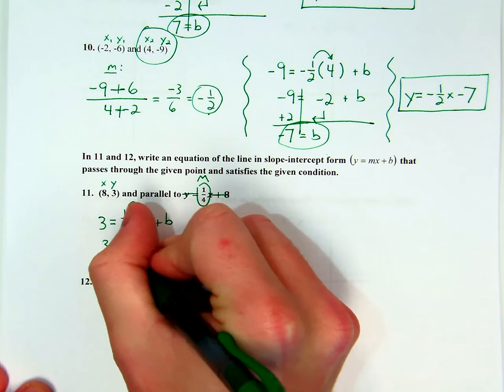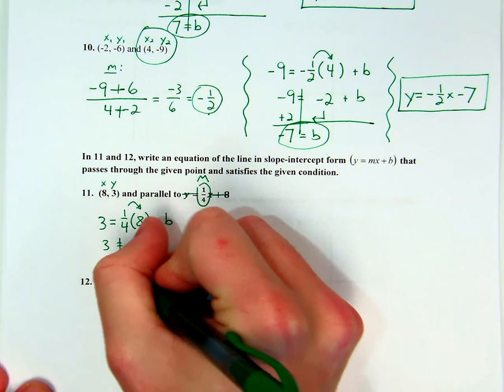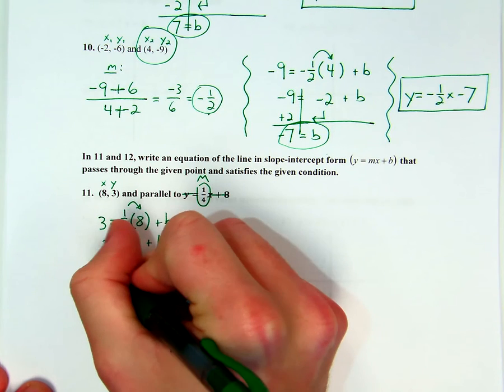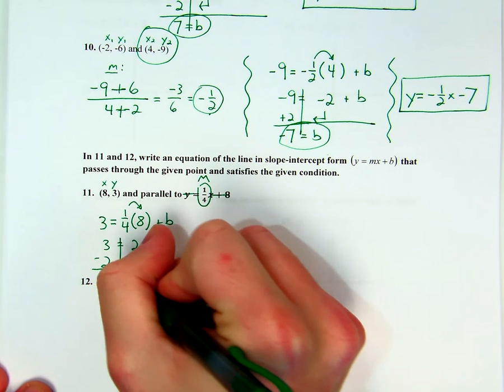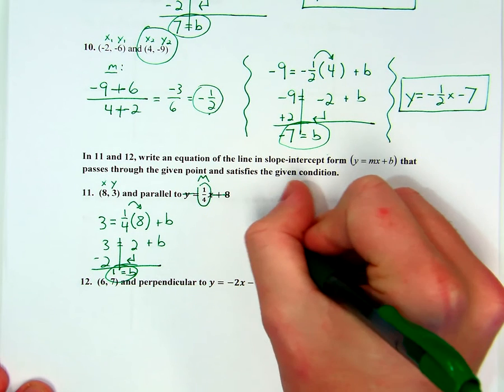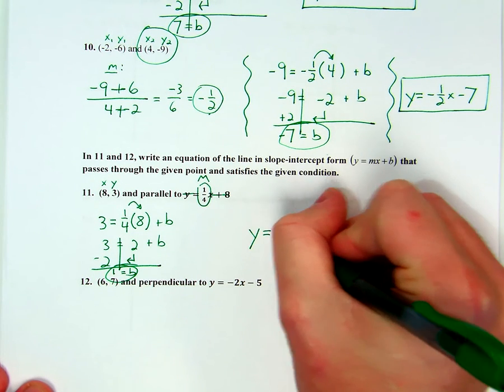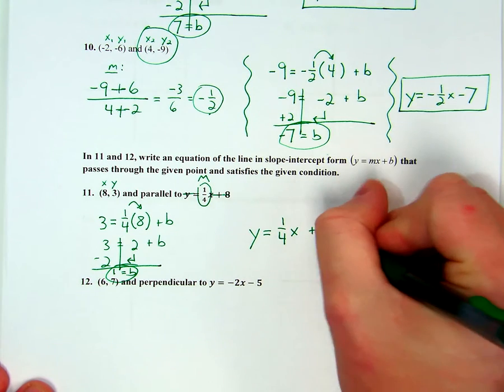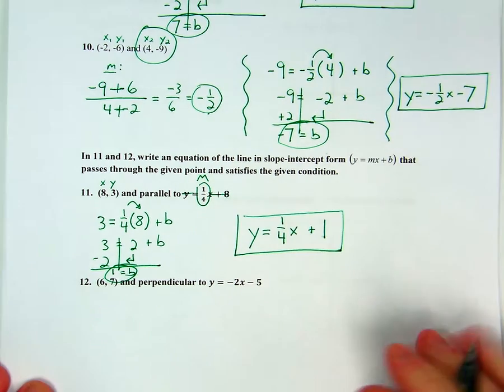1/4 times 8 is 2. 3 equals 2 plus b. Move the 2 to the other side, and we find that 1 equals b. The equation is y equals our slope of 1/4 x plus our intercept of b.